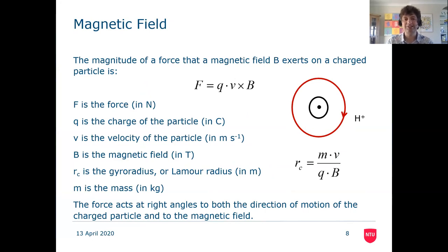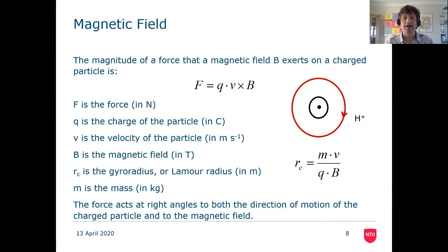Say the magnitude of a force that a magnetic field, we'll call it B, exerts on a charged particle, we'll call it Q, is given by F, the force, equals Q, the charge, multiplied by V, the velocity of the particle, and then a cross product with B, the magnetic field strength. So this means there's a force. This force acts at right angles to both the direction of motion of a charged particle and the magnetic field.